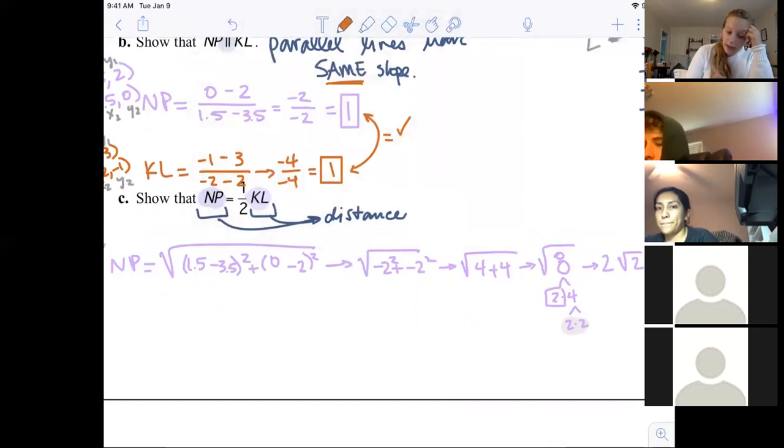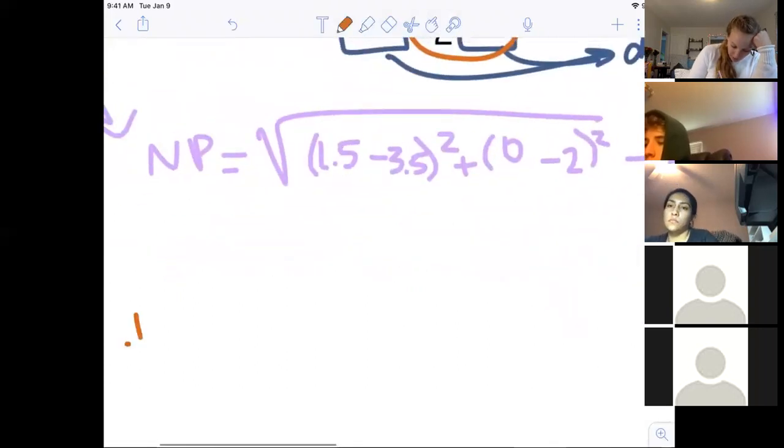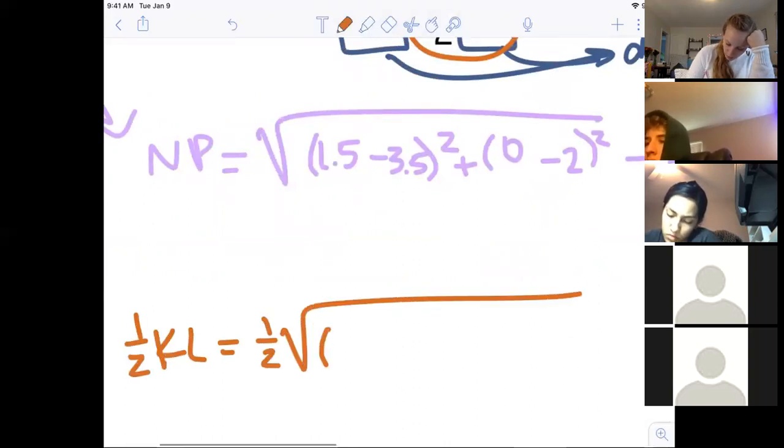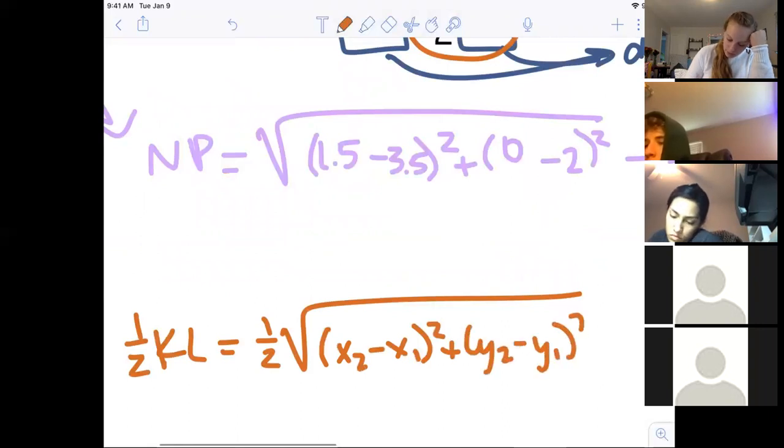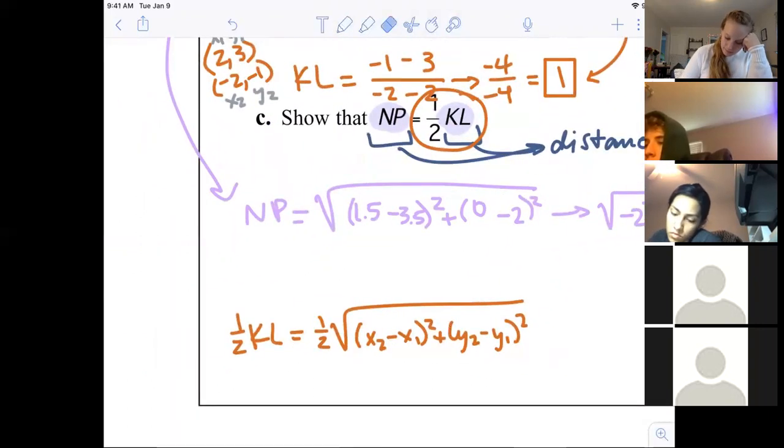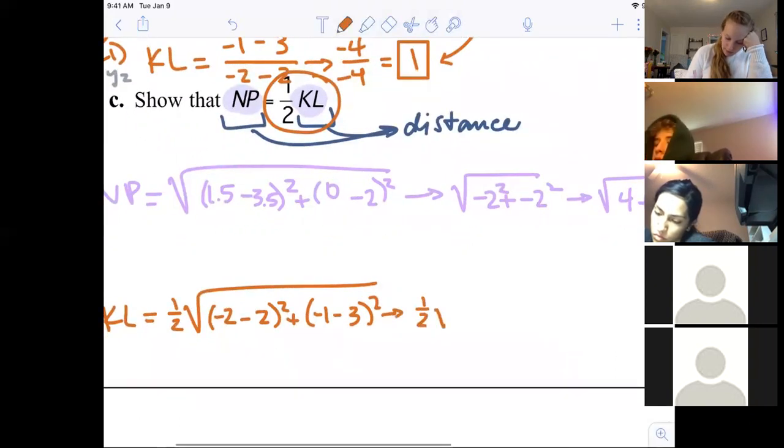I'm not just going to do KL. I'm going to do 1/2 of KL because I want it to equal that 2 root 2. So I'm going to make sure I carry that 1/2 with me throughout the whole thing. So I'm going to do 1/2 of my distance formula, x2 minus x1 squared plus y2 minus y1 squared. I've got x2 is negative 2 minus 2, and then y2 is negative 1 minus 3. I'm going to keep that 1/2 out front.